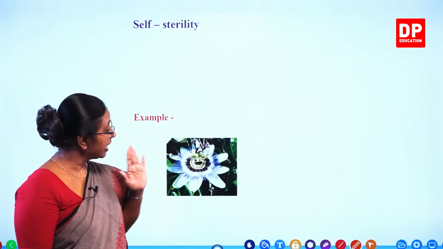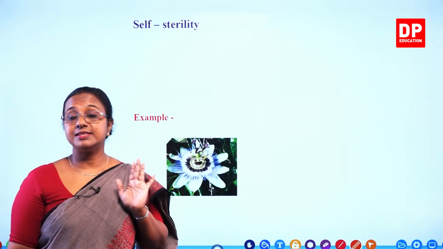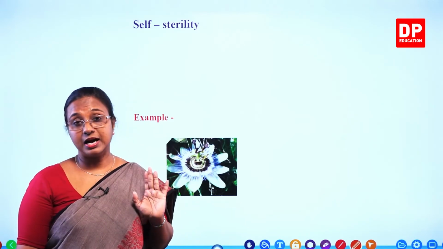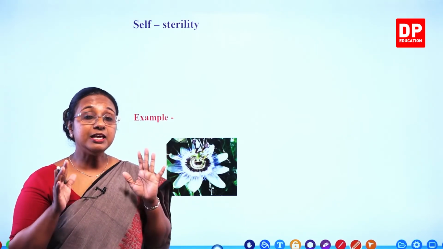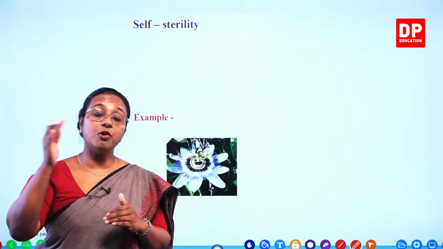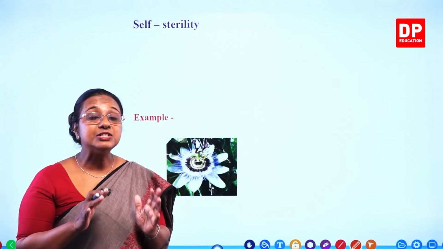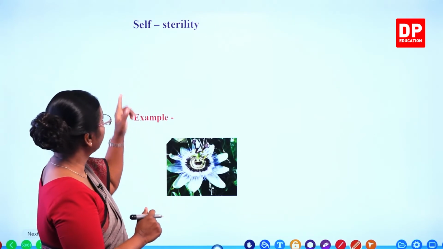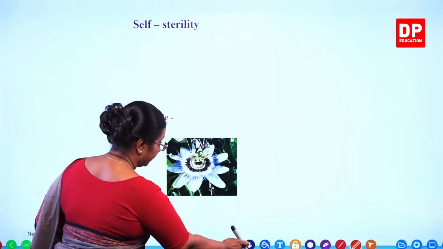The second one is self-sterility. So, self-sterility is seen in bisexual flowers, a flower having both the androecium and gynoecium. So, if the pollens from that flower fall on the stigma, it does not develop into a fruit. So, that is what we call self-sterility.